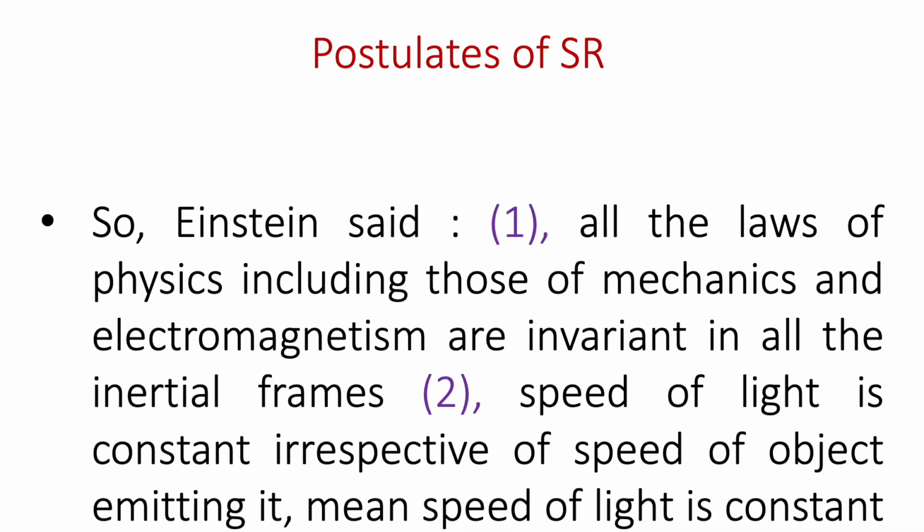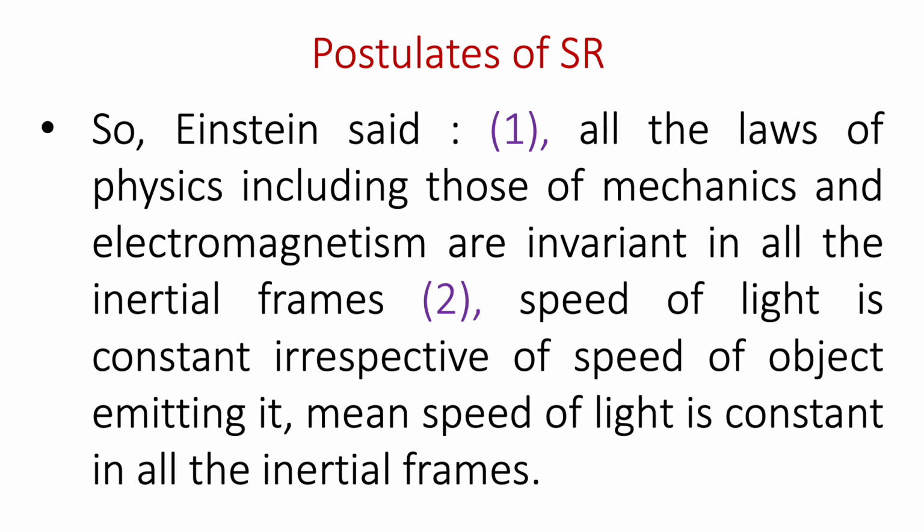Now let's talk about the special theory of relativity in more detail. As the postulates of the special theory of relativity, Einstein said all the laws of physics, including those of mechanics and now also electromagnetism, are invariant in all the inertial frames, and the speed of light is constant irrespective of the speed of the object emitting it. That means the speed of light is constant in all the inertial frames, and now the speed of light is also a law of physics. The special theory of relativity is the case when the speed of an object is close to the speed of light and the object doesn't have any acceleration.